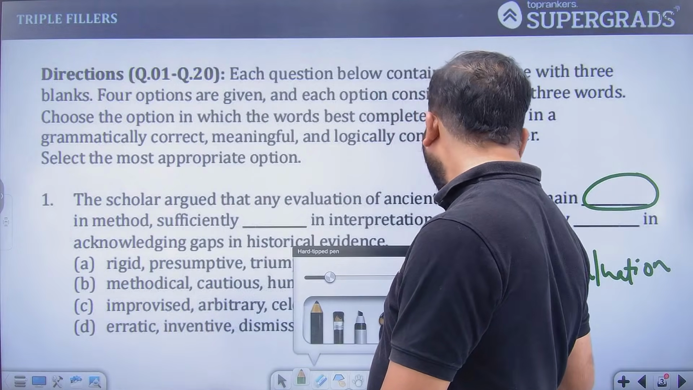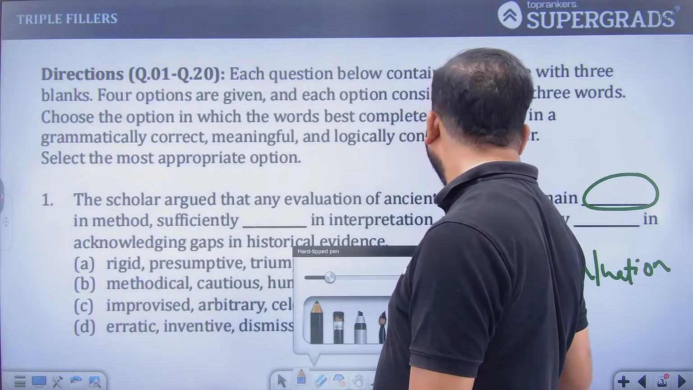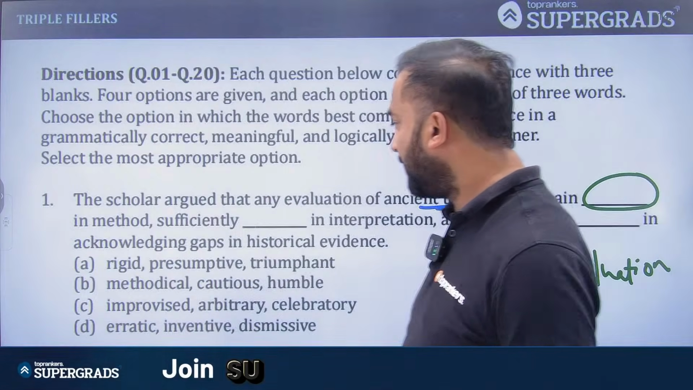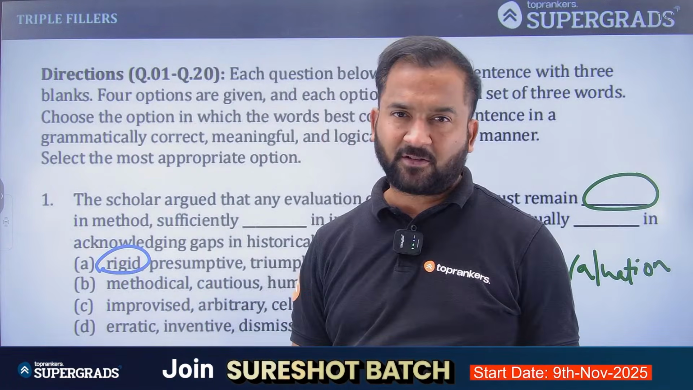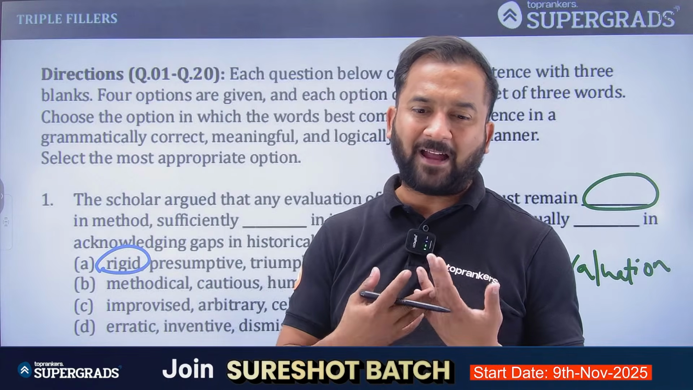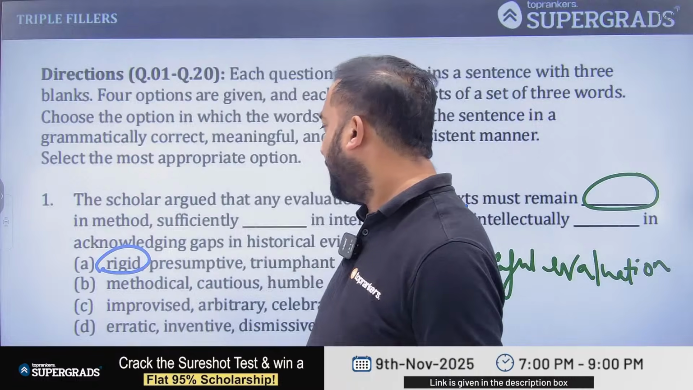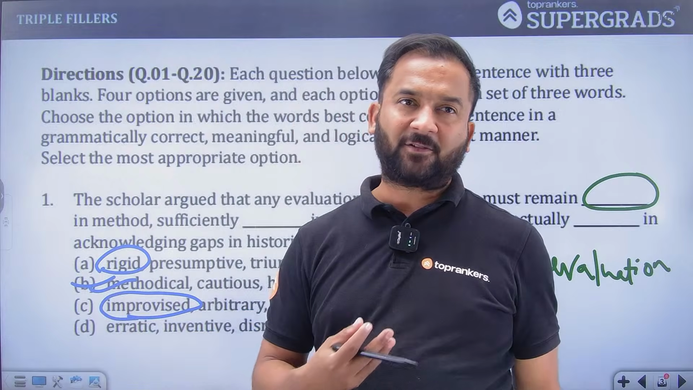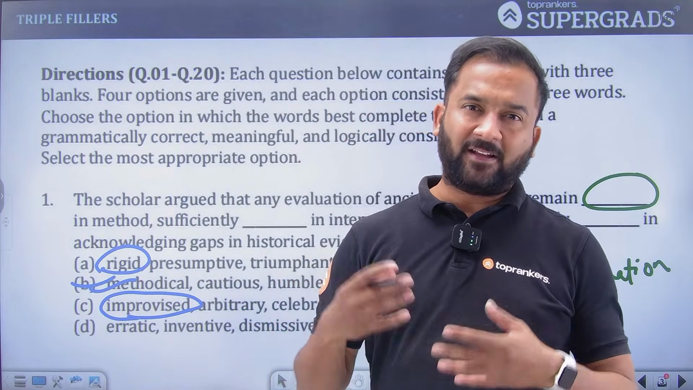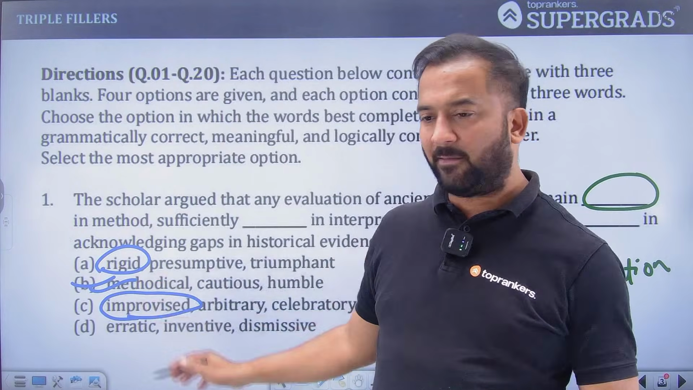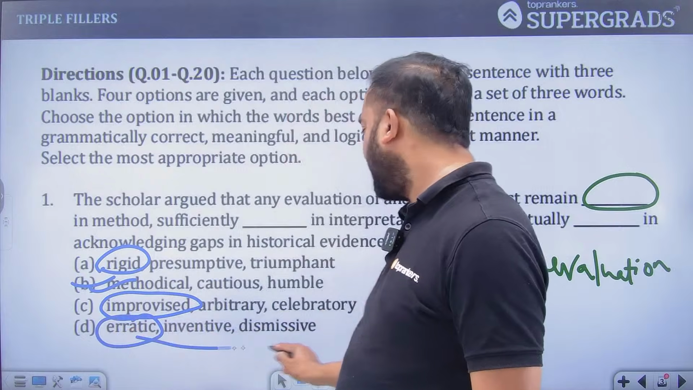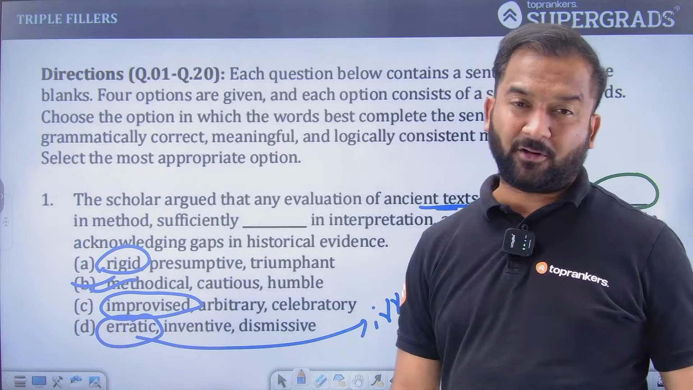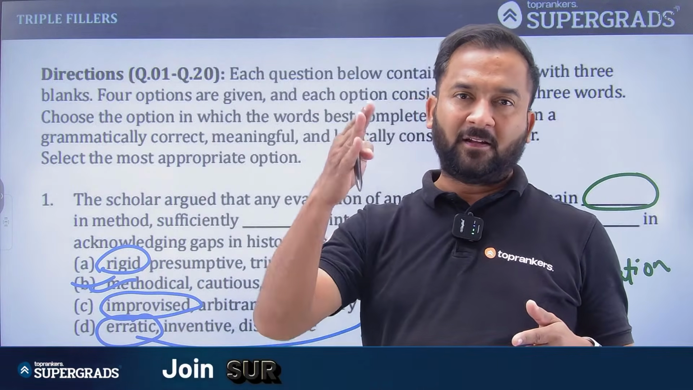If there's any historical evaluation of things, students, the scholar argued that any evaluation of ancient texts, so it cannot be rigid. When you say it's rigid, it expresses the bias as well. So it cannot be rigid. Methodical, I think, would be the correct word. Improvised is exaggerated. So when you're trying to evaluate ancient texts, I don't think there's room for exaggeration, so you can eliminate this one. And erratic is irregular, something that is random. So random evaluation also would not make sense. There has to be a proper method that you need to follow.